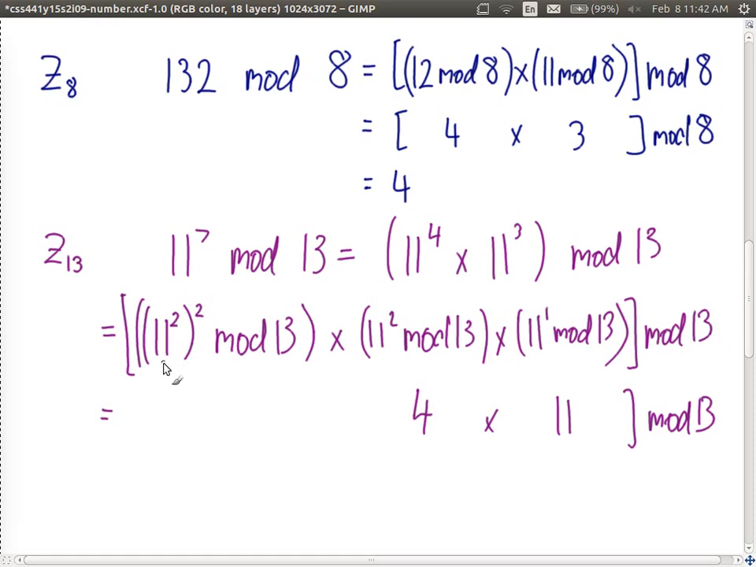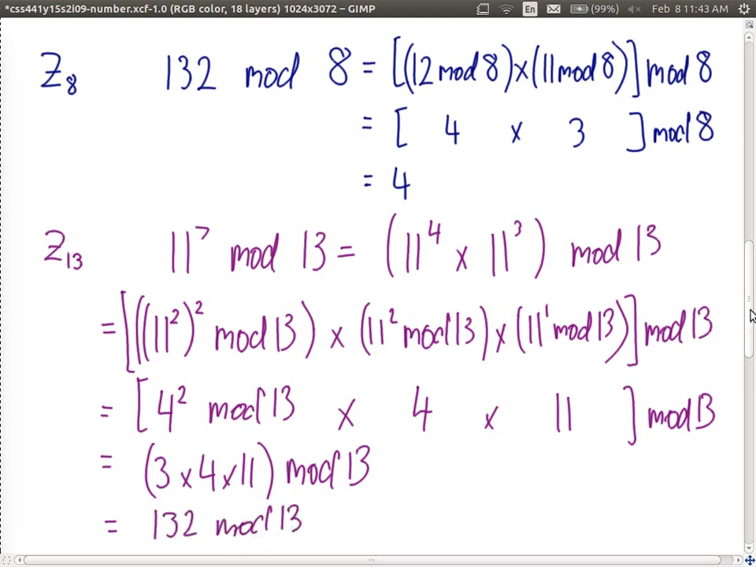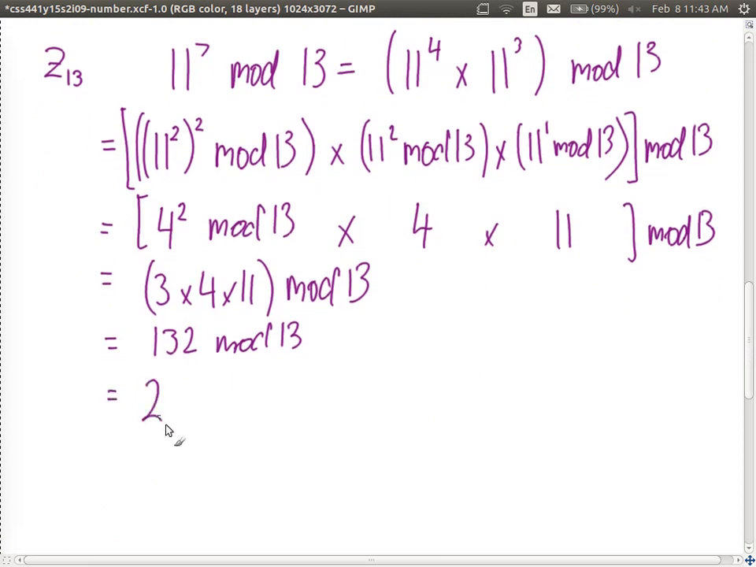Let's leave it in here just to be complete. 11 squared mod 13 gives us 4, so 4 squared mod 13. 16 mod 13, we get 3, times 4 times 11. We could probably do that in our head. 12 times 11, actually that was before, 132 mod 13. Divide by 13, the remainder is going to be 2. 10 times 13 is 130. Right?